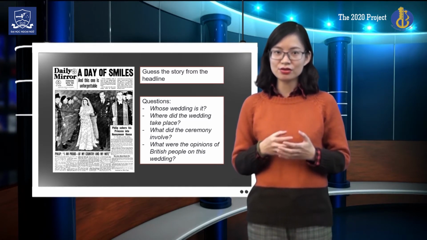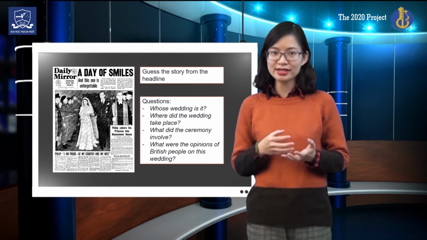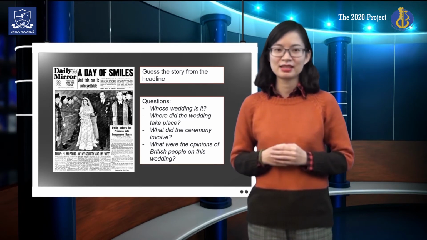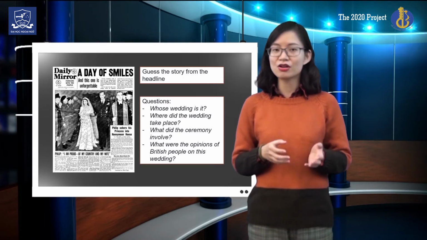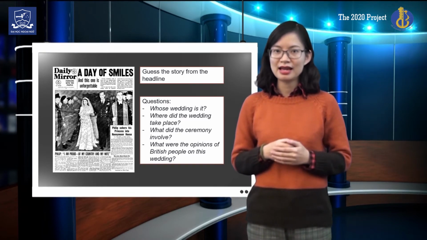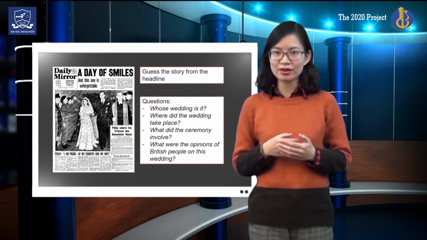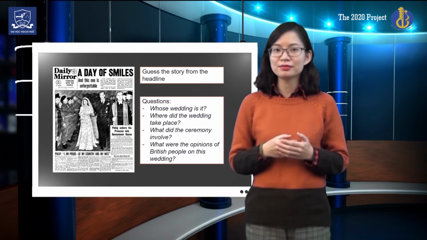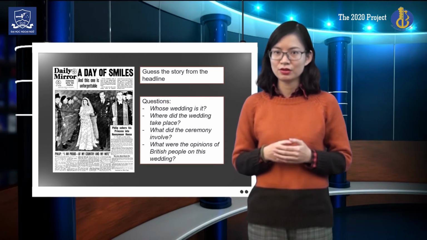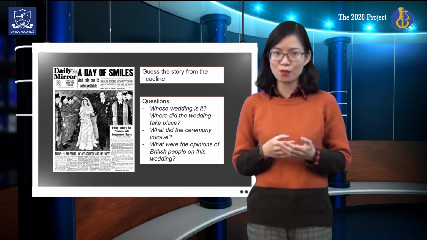Now we have an article about a British royal wedding, as you can see. You can write the headline of this article on the board or just read it out. Ask students to guess what the article might be about. Then have them read the article. Were they right? How different was the real story from what they thought?